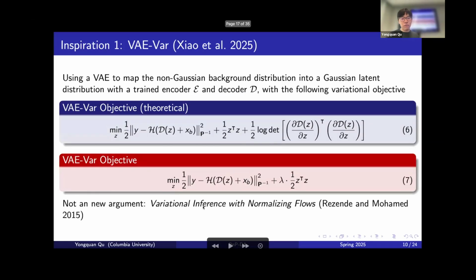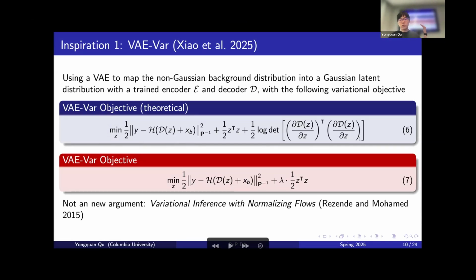So I think this is one of the first couple of papers to try to use a generative model along with variational data simulation to tackle the non-Gaussian background distribution. We can discuss details in the Q&A session, but the general idea is that you use a variational autoencoder to model the non-Gaussian background error, mapping it into a Gaussian latent distribution. You perform the data simulation in latent space, and then you project it back to physical space. And with some derivation, the objective function looks like this.